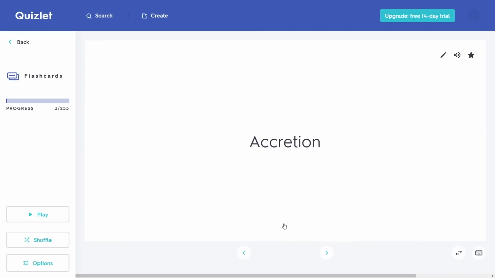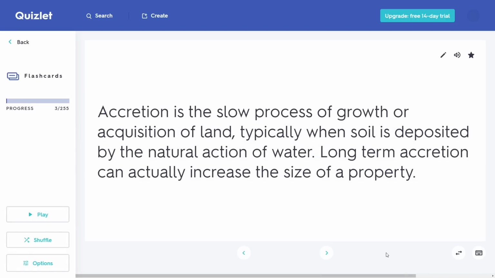All right. Accretion. So, like before, go ahead and think it over. All right, let's see. Accretion is the slow process of growth or acquisition of land, typically when soil is deposited by the natural action of water. Long-term accretion can actually increase the size of a property. That is true. That's a key takeaway with that term. One of the questions that comes up on the exam is, what are some ways that the size of a property can increase naturally? And accretion would be one of the answers for that one. So hopefully you got that one.